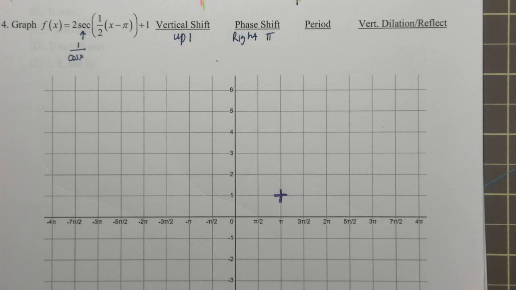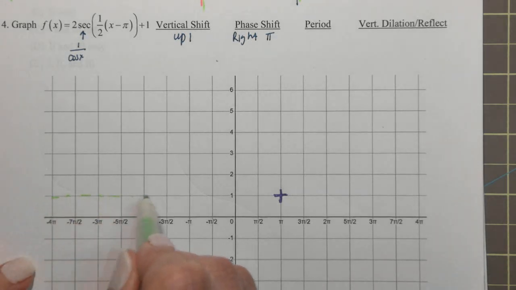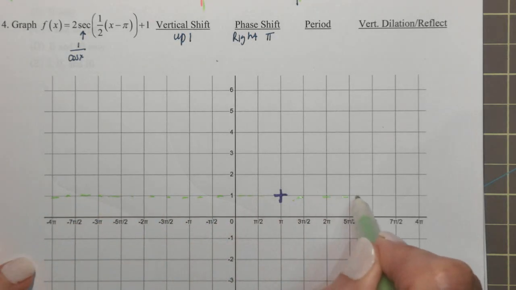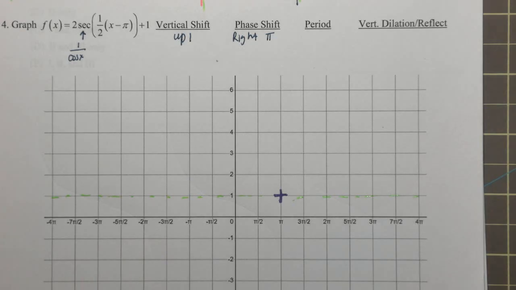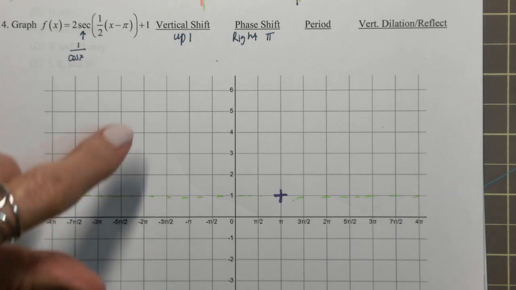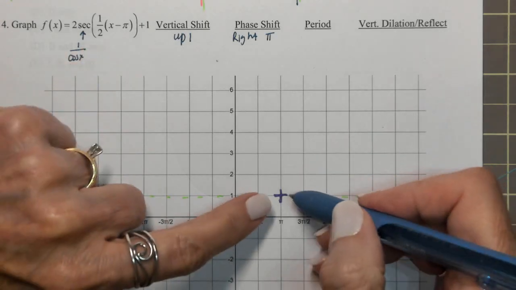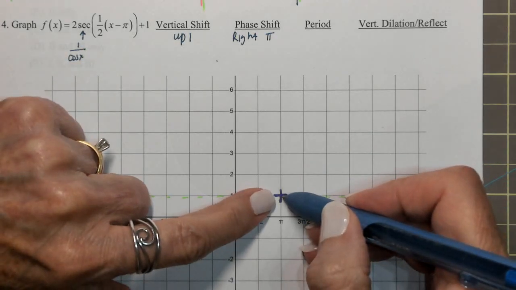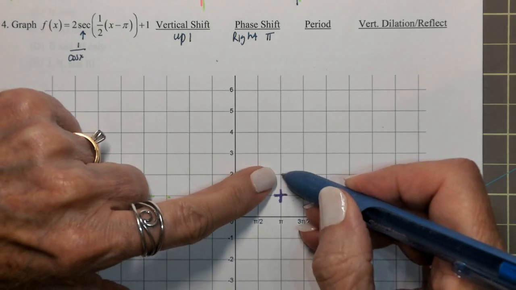So I'm going to go ahead and do my center line just like always. And now I'm focusing on cosine. Okay. Focusing on cosine. Cosine does not start at the origin, does it? It usually starts up 1.